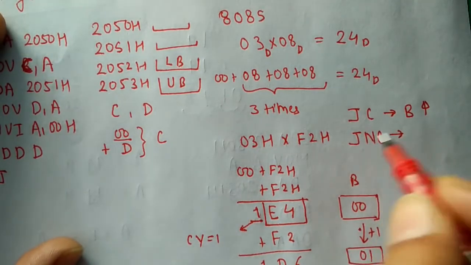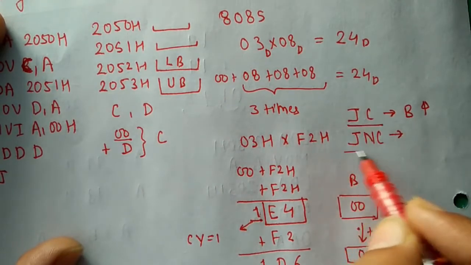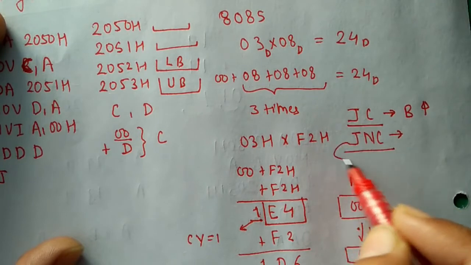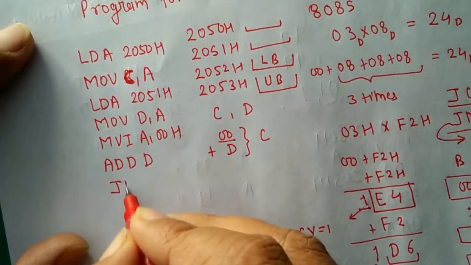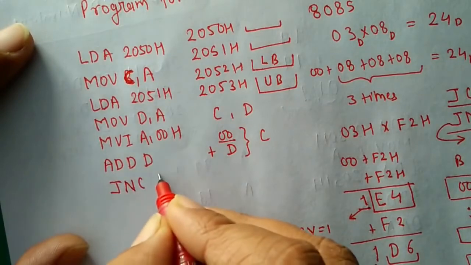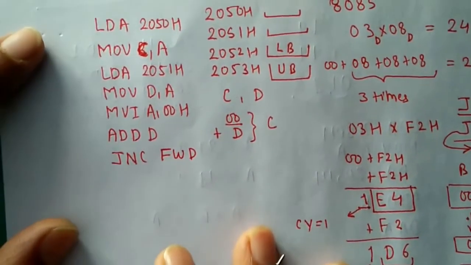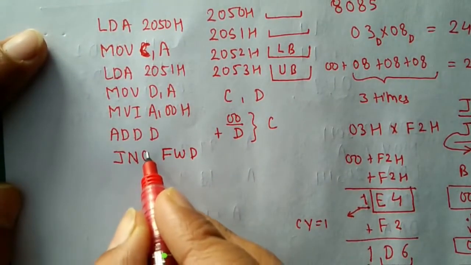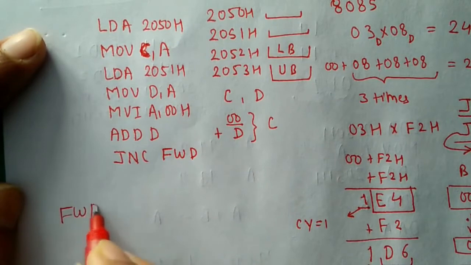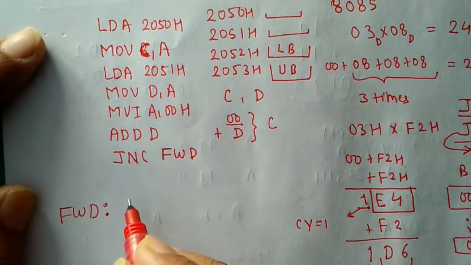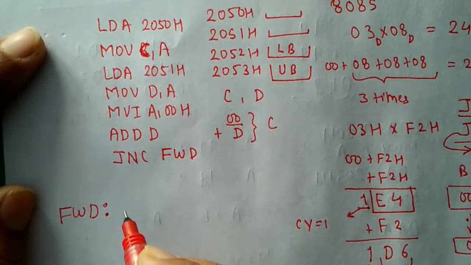So that's why I have already said in my videos that in between two cases we will be choosing the instruction for which we have a lesser number of instructions to write. So here we will be using JNC, and after JNC I am writing FWD. That means this is a label of some address, and if carry is not generated, we simply will jump to some location, and there we will go back to add again the next number.